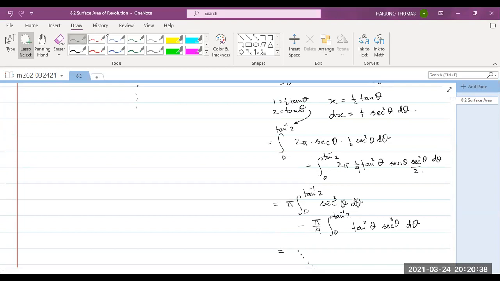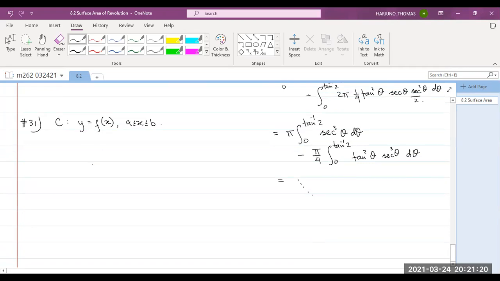Now, let me do one more problem from this 8.2. Problems that I don't really do in other class. Let's try number 31. Okay, if the curve y equals f(x), so this is very theoretical, where x is between a and b, is rotated about the horizontal line y equals c.